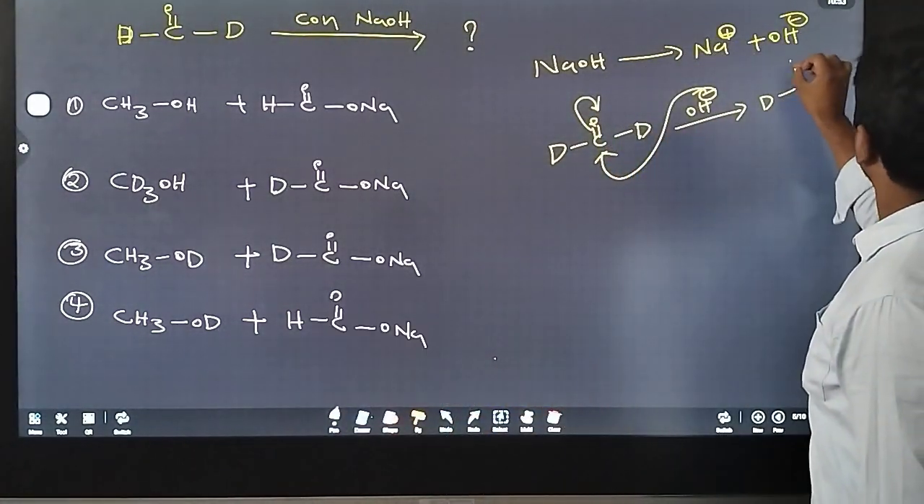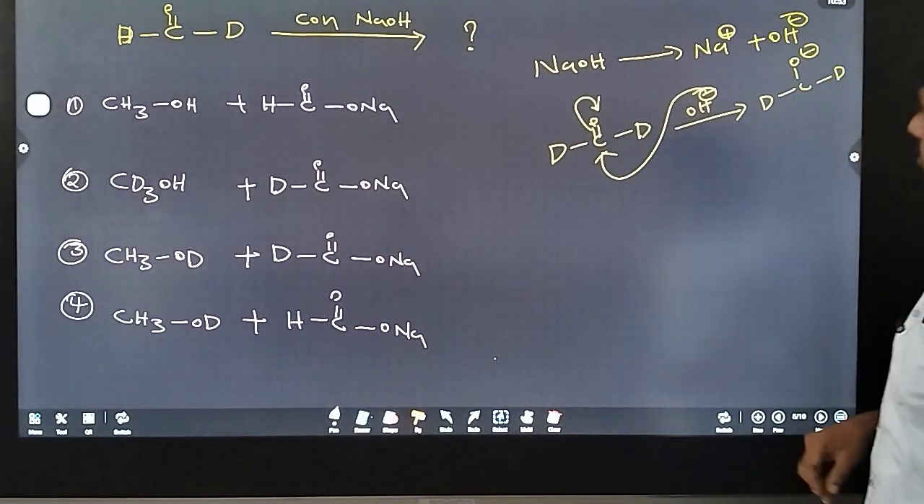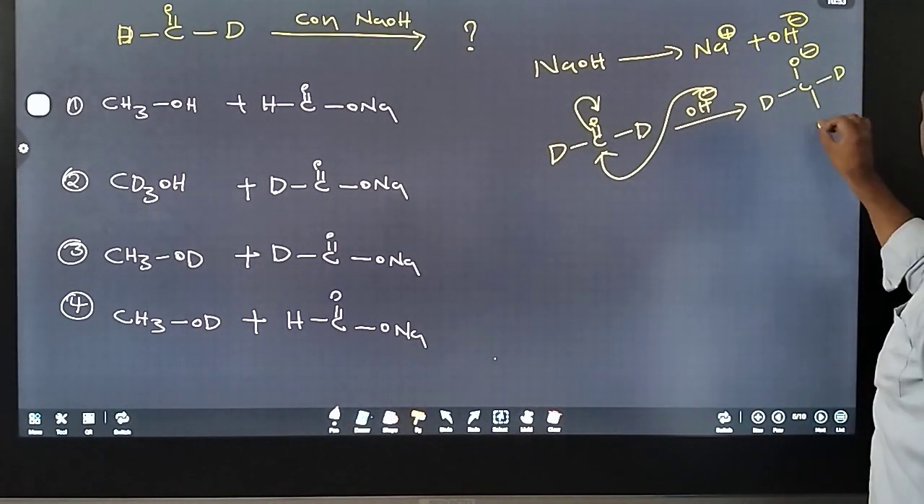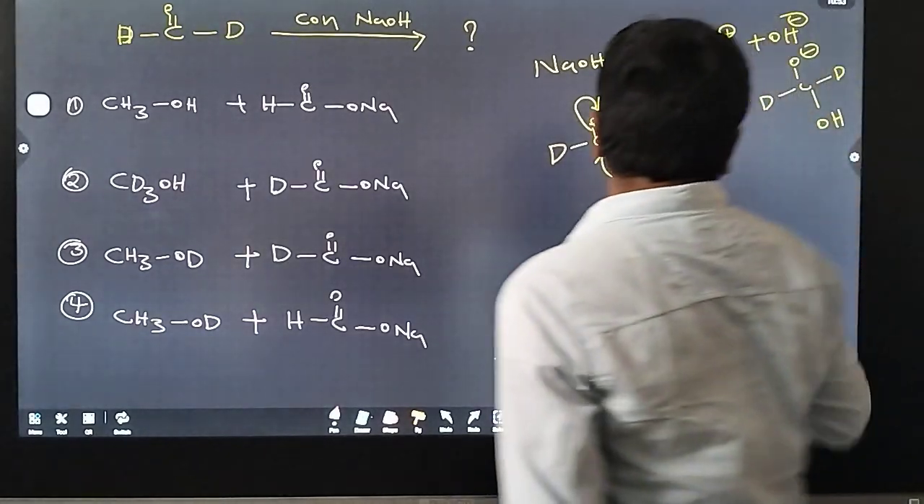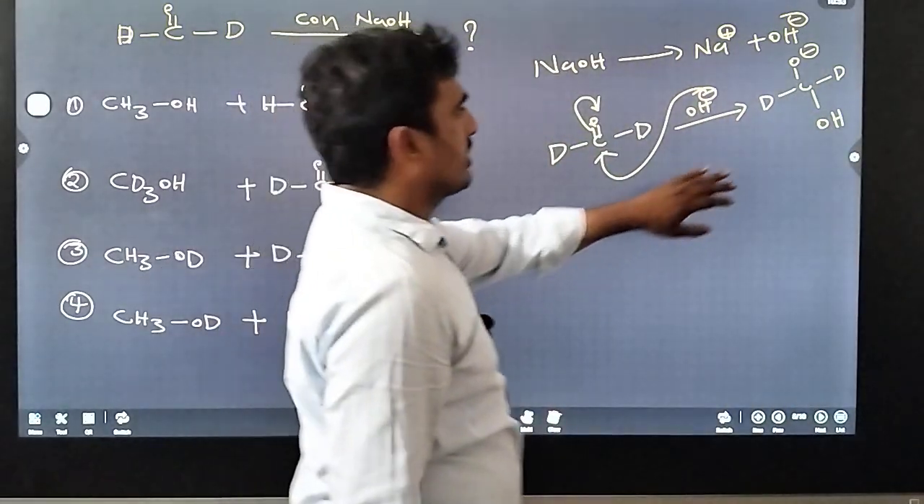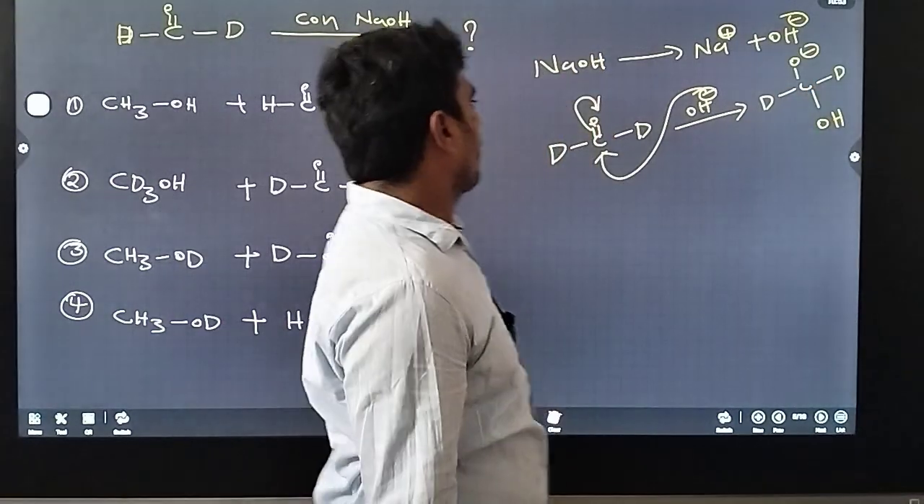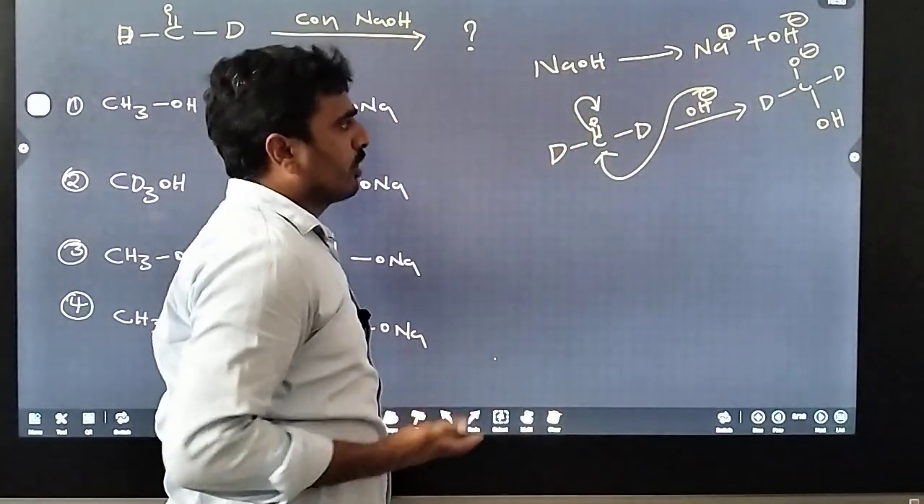Okay, C single bond O. Then OH attack on here. So then I can take, this is a neutral species, this is a charged species. In general, a neutral species is more stable than a charged species.